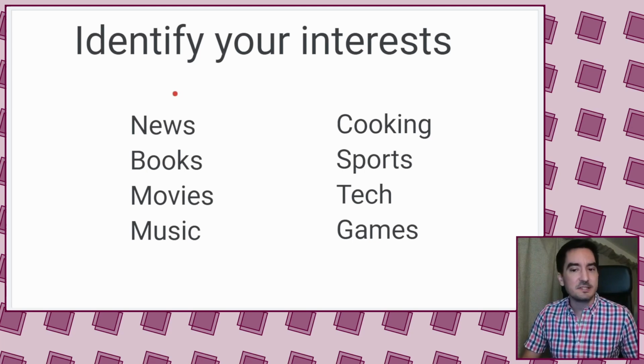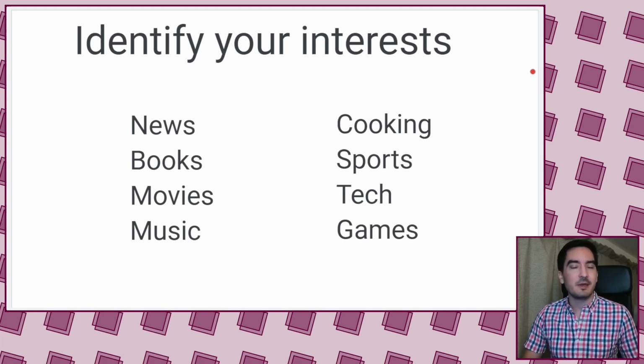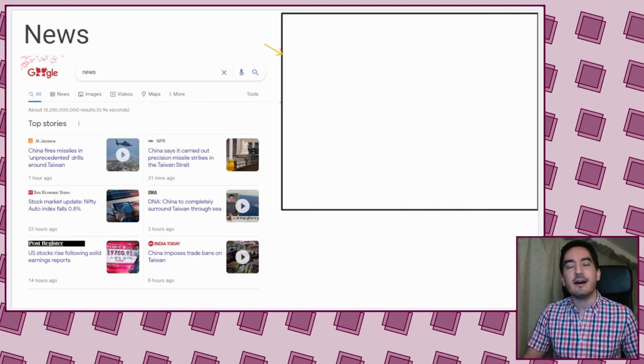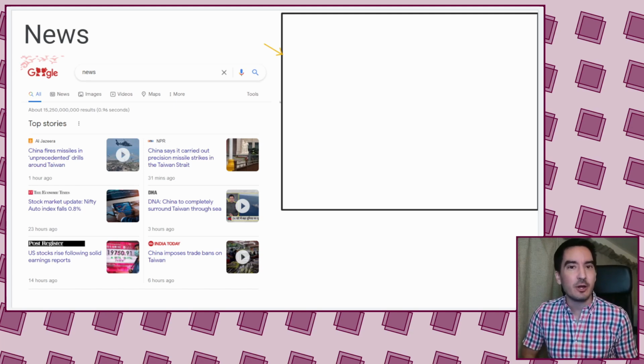Okay? So let's talk about a few different ways to talk about each of these. News, books, movies, music, cooking, sports, tech, and games. Tech being technology. Now, I'm going to give you a couple pointers, pieces of advice for each of these, and how you could look for stuff related to this. Okay? So, let's start with news. I follow the news. I don't like following the news because it makes me sad, but I feel like it's important. And so maybe you enjoy following the news.